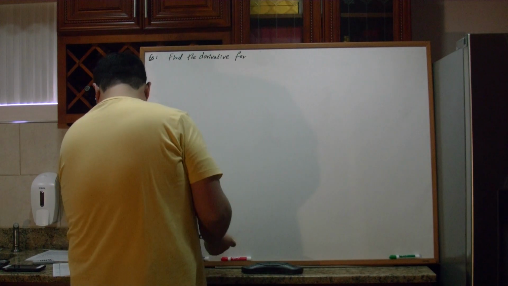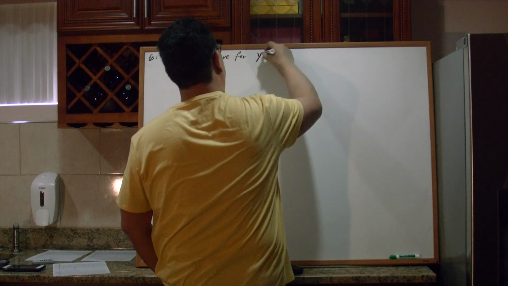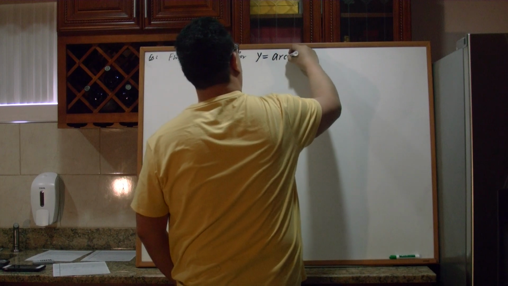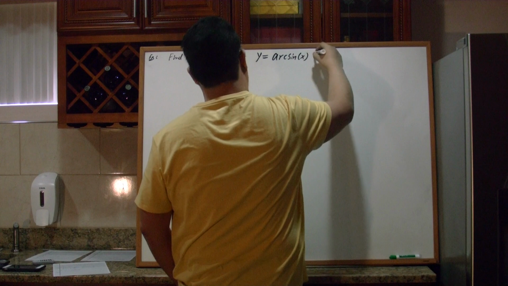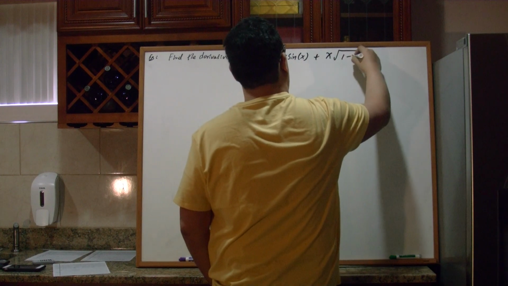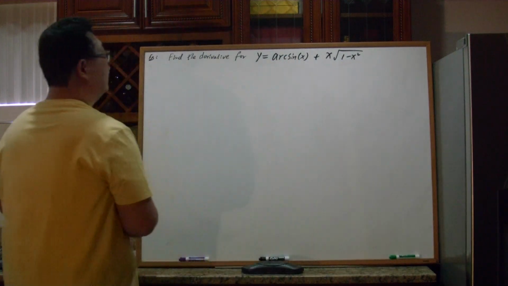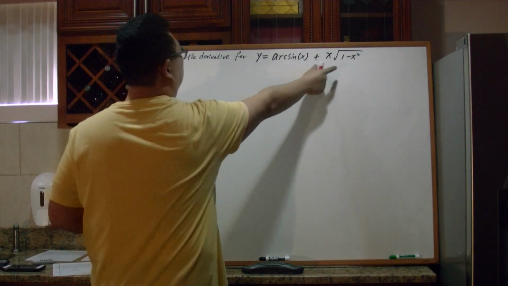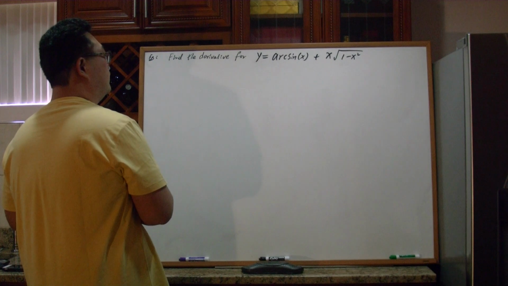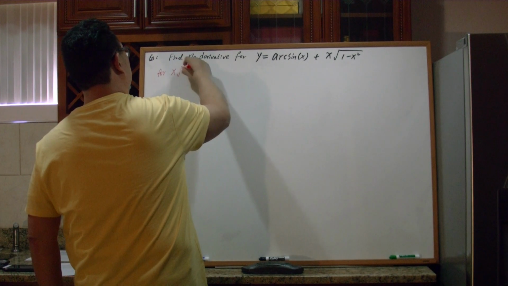Right, the next question is a very classic example, y equals arcsine of x plus x radical 1 minus x squared. Arcsine of x is no problem. The other part, x radical 1 minus x squared, we need to take care of it. So start with the product term.